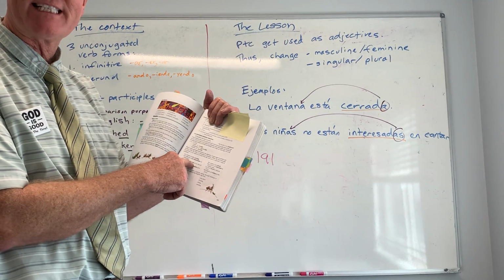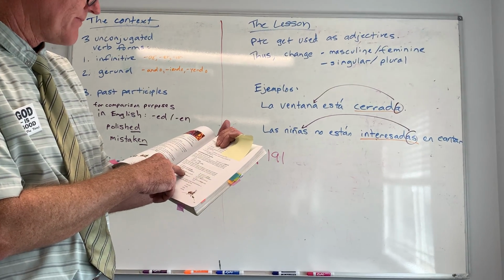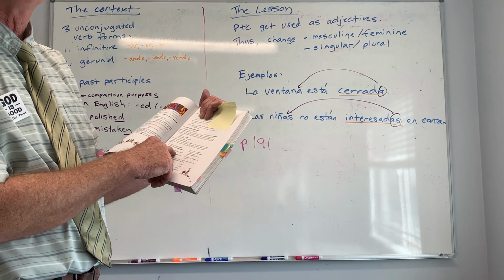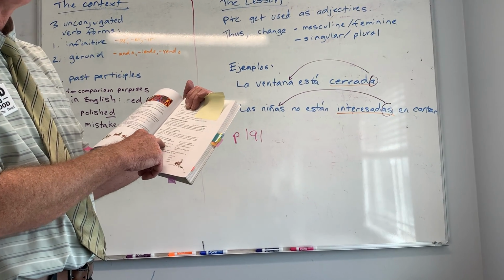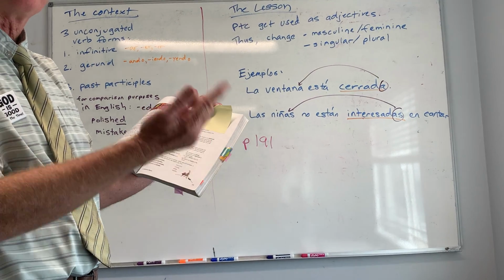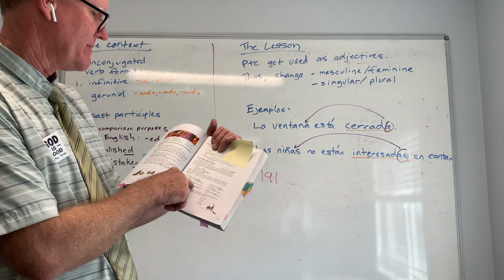If a girl were saying this, let's say Allie were saying that, she's going to say, Mr. Ashcraft, nunca estoy aburrida. She's going to say aburrida because Allie's a girl. Okay, so she'll change that O to A because it's describing her. She's a girl. But we're assuming this is a boy because it was aburrido.